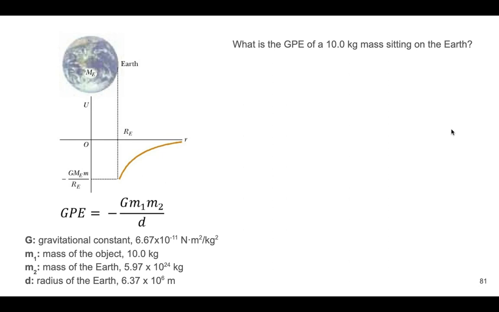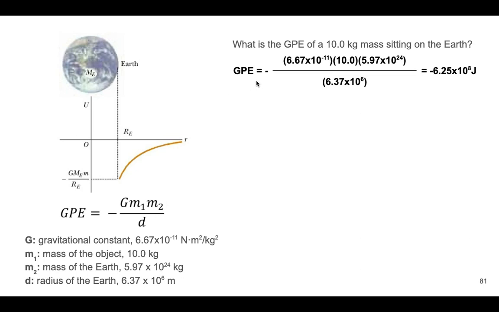So what is the GPE of a 10 kilogram mass sitting on the Earth? Well, here's our formula. We're going to plug in the numbers. Don't forget the minus sign. You'll lose half a point on the test if I ask you for GPE and you neglect the minus sign. So you plug in your value for big G, the mass of the first thing, the mass of the Earth, divided by the radius of the Earth, because this is a sphere, and we measure our distances from the center of the sphere. So from the center out to here is 1 Earth radius, and you get this number. A fairly large negative number, minus 6.25 times 10 to the 8th joules. So that's negative 625 million joules. But remember, joules are small, so that's okay. We can have big numbers for this.